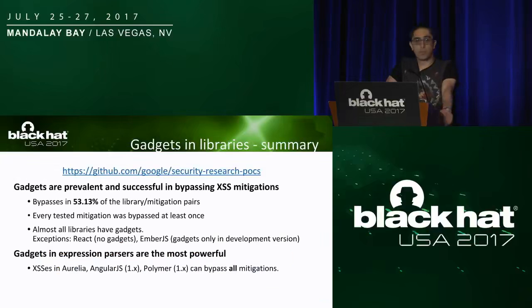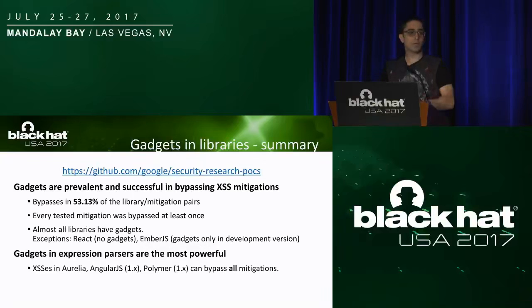This is just a sample of the research that we did in the JavaScript libraries. We found, I think, over 50 gadgets, something like that. We were able to bypass. Our success ratio for bypasses was over 50%. And every tested mitigation was bypassed at least once. And there's a GitHub repository with all the examples. Also, this will be present on the Black Hat website, I believe.